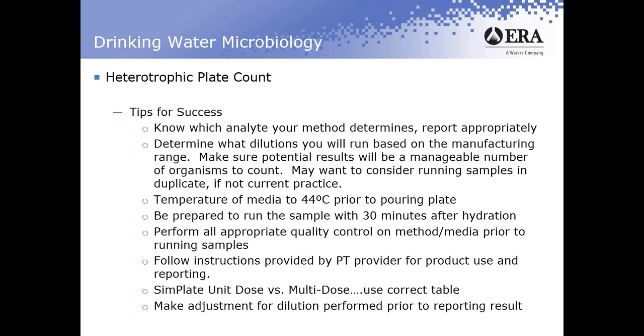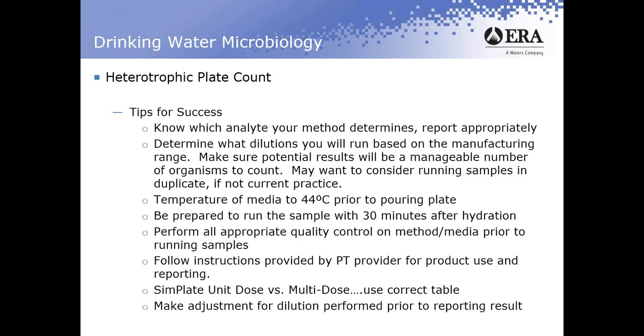Determine what dilutions you will run based on the manufacturing range. Make sure that the potential results will be a manageable number of organisms to count. You may want to consider running samples in duplicate if you don't already do it per the method. Reason being that essentially this can be a very tight data set.